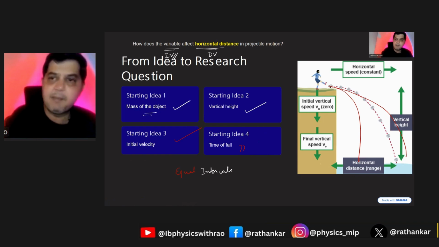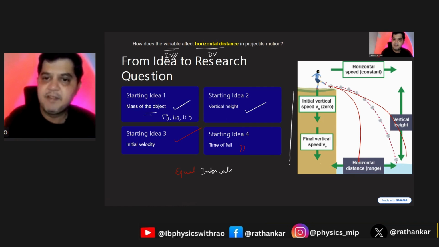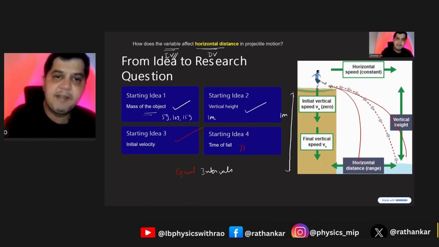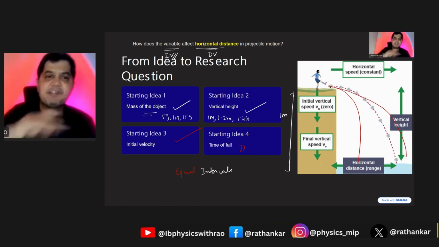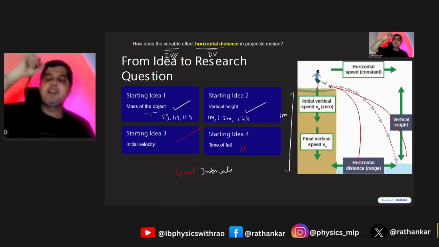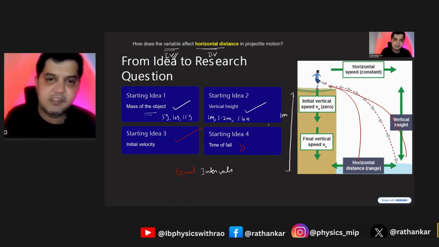For example, when you take the mass of the object, I can take masses of 5 gram, 10 gram, 15 gram. See, the intervals here are 5 grams each. I can always choose this. Nothing wrong. Vertical height, for example, I have initially chosen around 1 meter, then I could choose 1.2 meter, then 1.4 meter. I can keep a stand and keep pushing the object from there. So this is also possible.